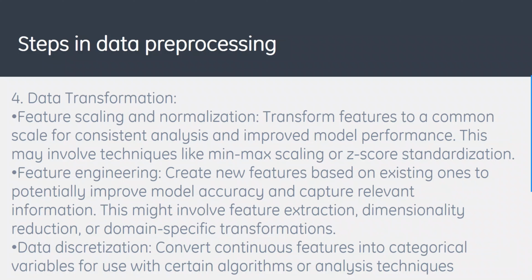Feature engineering, which includes creating new features based on existing ones to potentially improve model accuracy and capture relevant information. This might involve feature extraction, dimensionality reduction, and domain-specific transformation. And lastly, we have data discretization: convert continuous features into categorical variables for use with certain algorithms or analysis techniques.